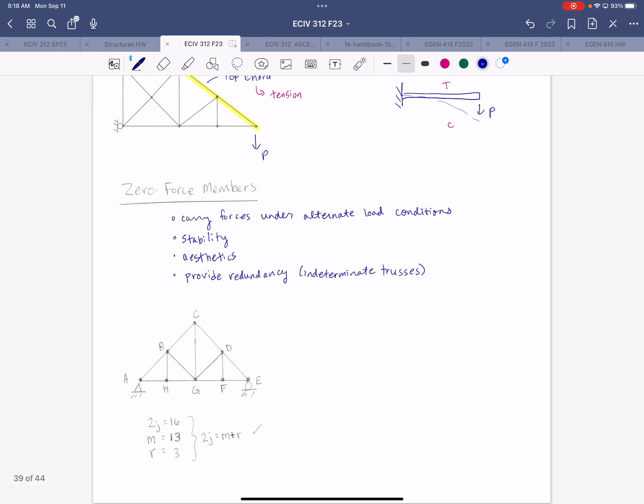All right, so let's consider this truss here. Right now there aren't any loads applied, but let's say that we have a load applied at joint G. And this truss is determinate. We'll talk about stability later, but I will confirm that this truss is also stable. So how many zero force members do we have under this load? Take a second and think about it. See how many you can identify.